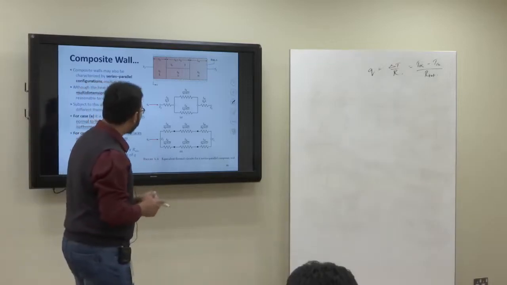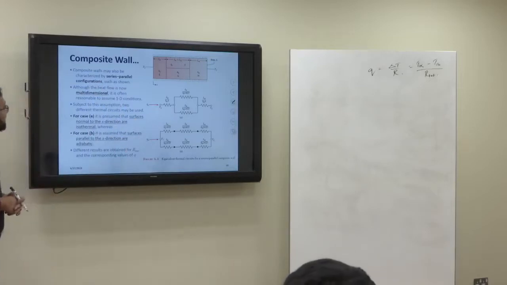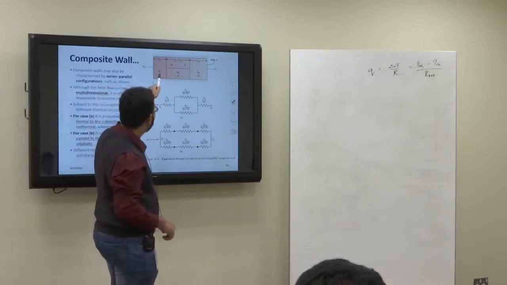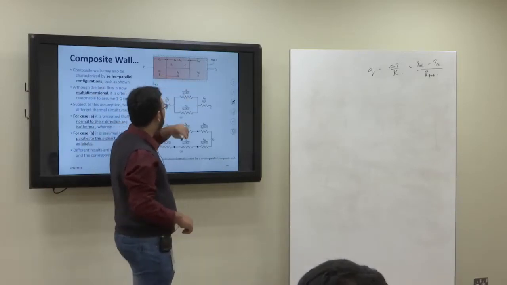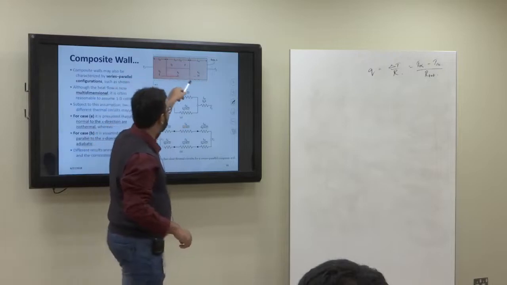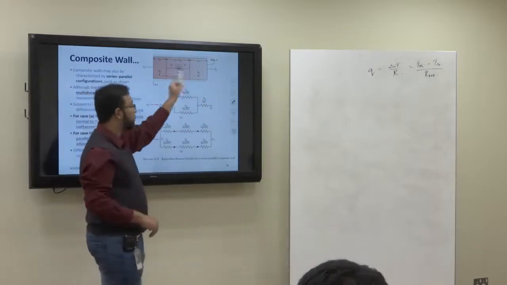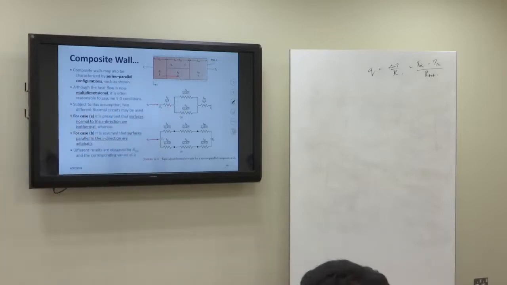Okay. So now this is a special case. Suppose you have a composite wall like this. So you have one wall here, then you have another wall, third wall, fourth wall, and you have a temperature T1 here and temperature T2 here. Now suppose heat has to flow from T1 to T2. Now how would you draw the circuit?